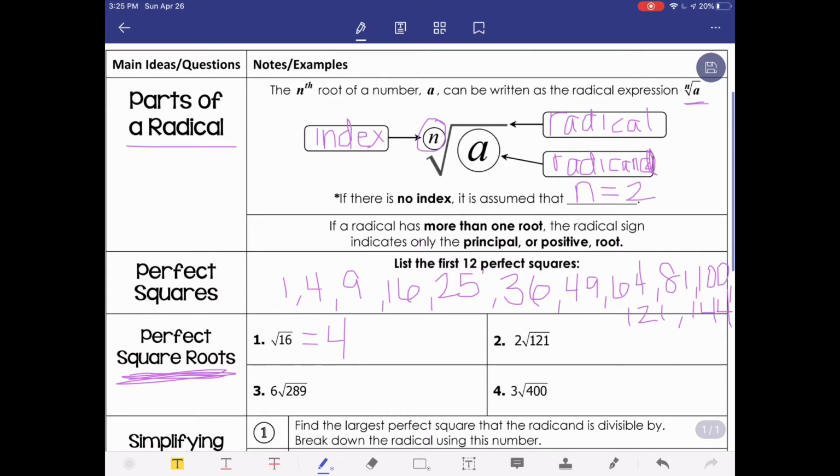Looking at number 2, I have 2 outside of my radical, and inside the radical I have 121. I know 121 is a perfect square, so I'm going to take that 2 and multiply it by the square root of 121, which is going to be 11. So this is multiplied by 11. And 2 times 11 is going to give us 22.